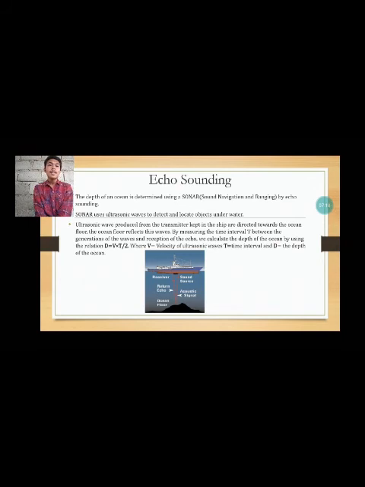By measuring the time interval t between the generation of the waves and the reception of the echo, we calculate the depth of the ocean by using the relation d = vt/2, where v is the velocity of the ultrasonic waves, t is the time interval, and d is the depth of the ocean. Okay, so this is the formula that we are going to use when we are measuring echo sounding.